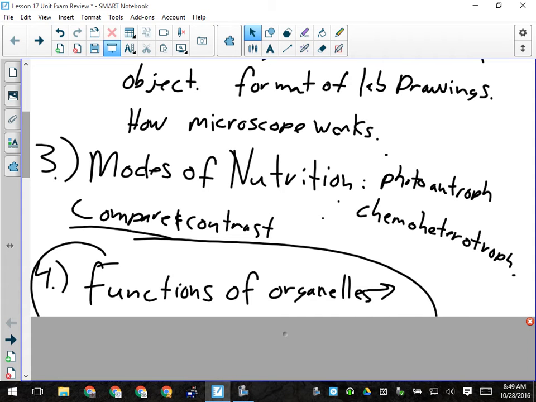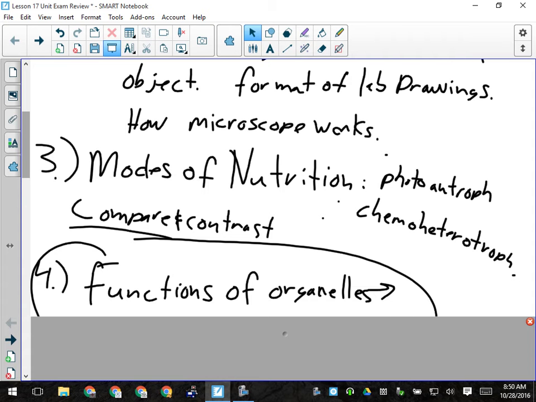Okay, functions of organelles. In other words, labeling a cell. Okay, cell structure, being able to do essentially what you did on the 3 quizzes on the cell that you had in class. Do I want paragraph answers for the functions of the organelles? No, I don't. I just want quick answers.